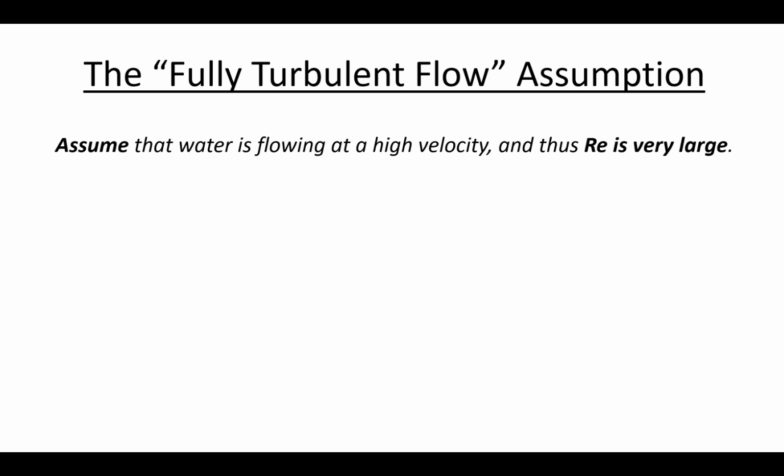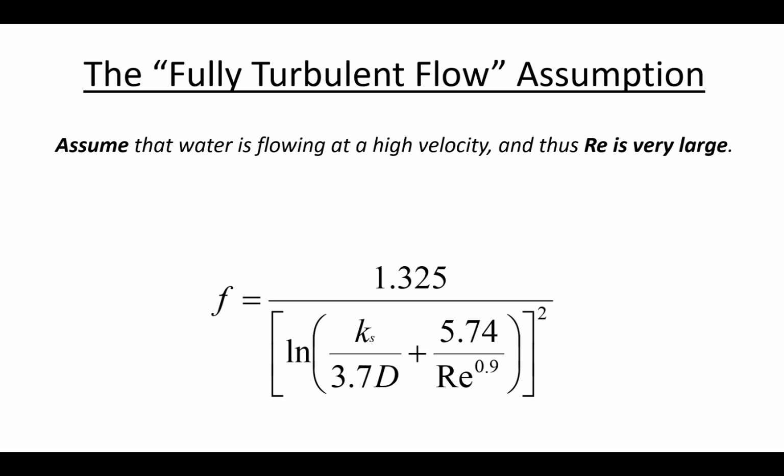If we assume that flow is fully turbulent, what we're effectively saying is, just for simplicity, let's assume that the water is going at a high velocity, and therefore the Reynolds number is really large. So let's think about why that would make our calculations a little bit easier if we just assume it's a big Reynolds number. So here's the Jain equation.